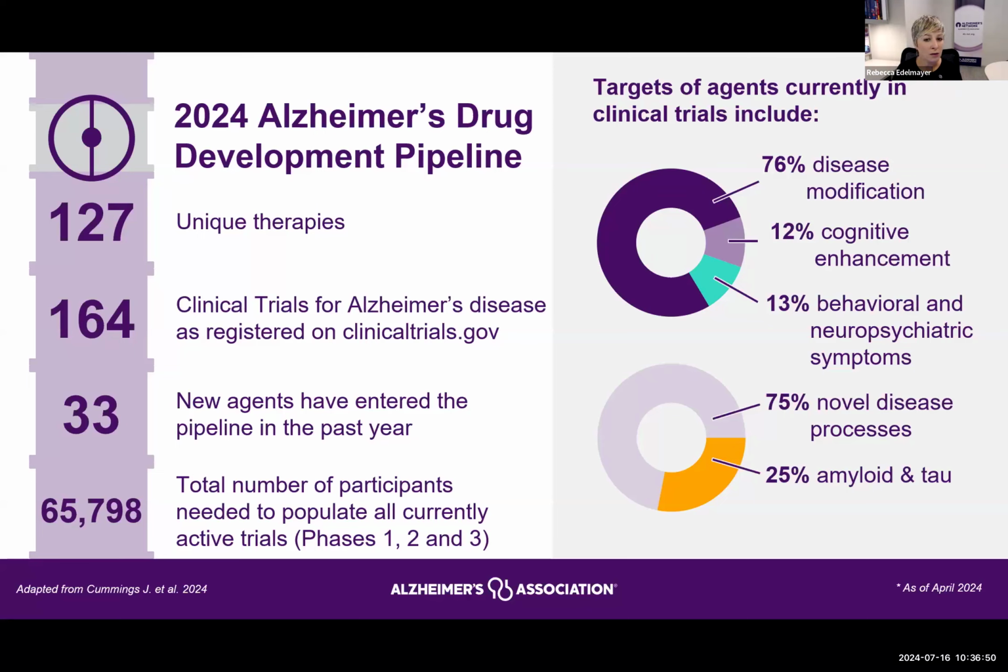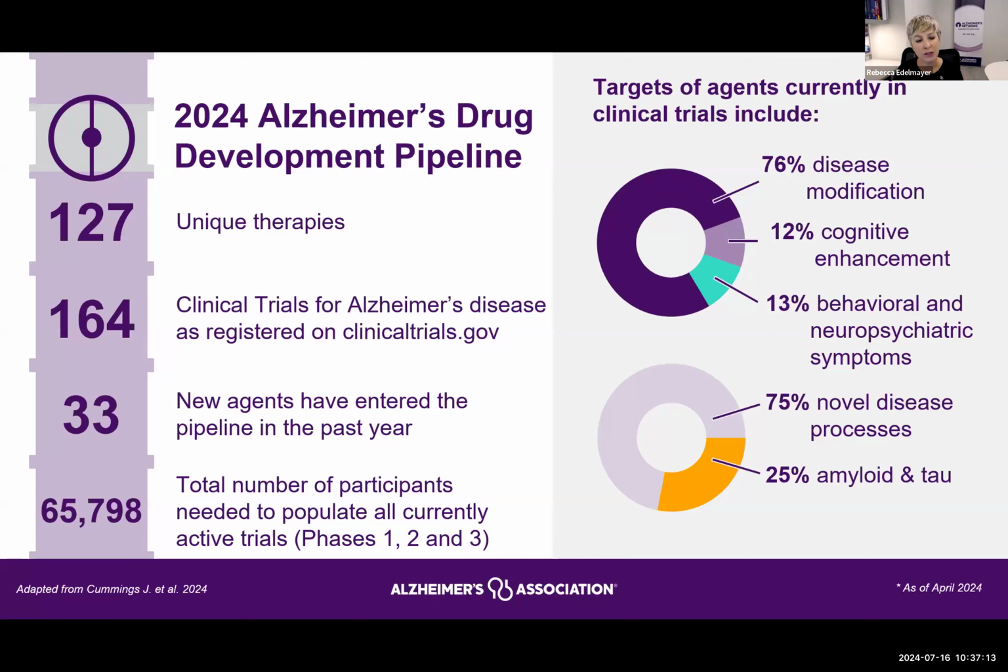Many of the treatments in the pipeline today are targeting novel disease processes, ones that you haven't even heard of yet, ones that go after the inflammation in the brain or the immune cells in the brain. And we believe it's going to be a combination of these different types of treatments together that's going to be most effective in treating Alzheimer's disease and other types of dementia.